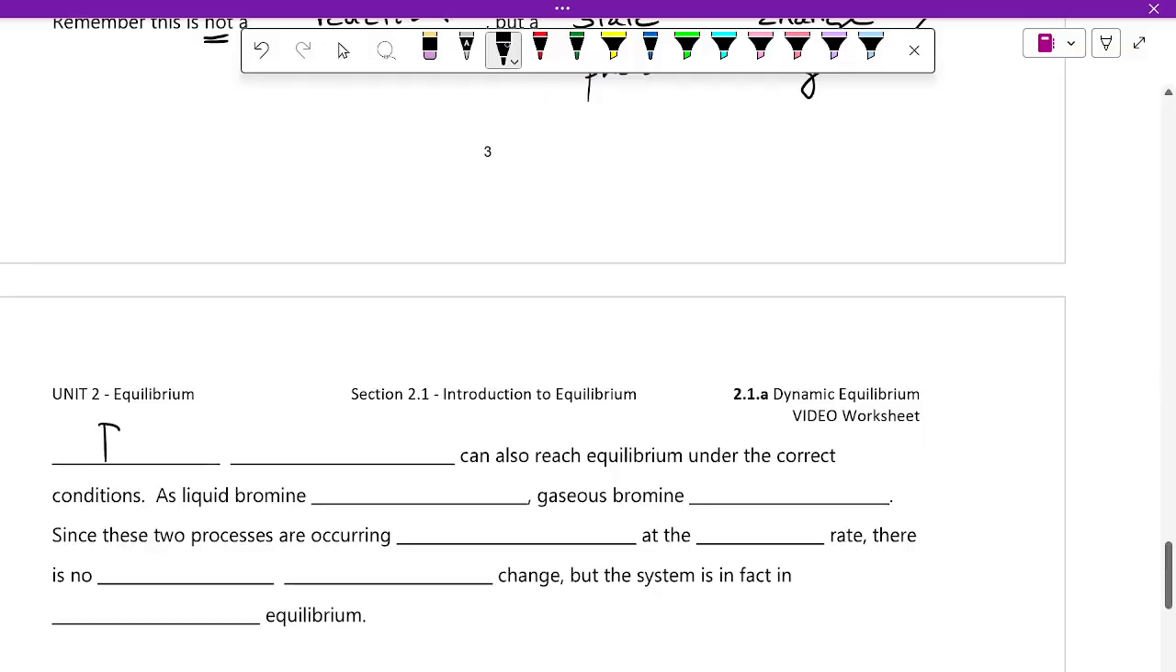Phase changes can also reach equilibrium under correct conditions. What are those correct conditions? Well, phase changes are all reversible. The system must be a closed system. What else needs to be true? All phase changes are reversible, so that's almost a moot point. We need to hold what constant? Temperature constant.